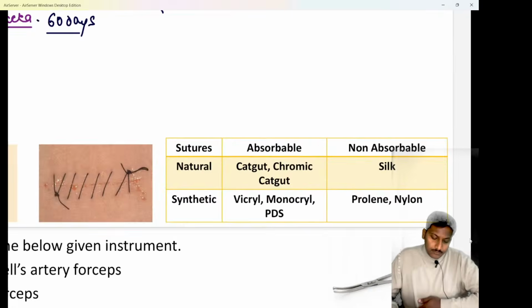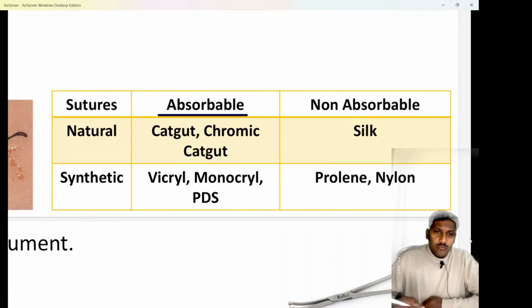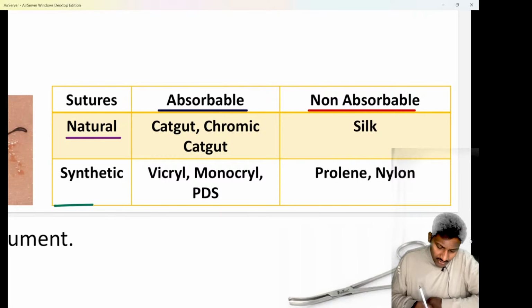So do remember, if they ask you the classification of absorbable and non-absorbable, absorbable sutures are those which will get absorbed within a few days. Non-absorbable means the sutures which will not be absorbed and we have to cut or remove them after a few days. The second classification is natural and synthetic. Natural means those sutures which are derived from plants and animals, and synthetic means those sutures which are artificially prepared.